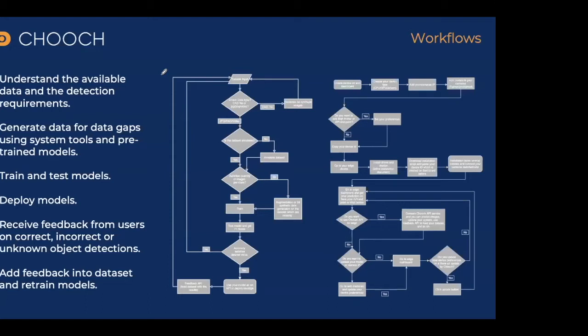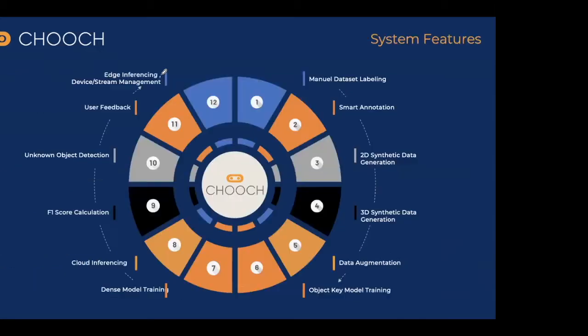Then you deploy the models and receive feedback from users on correct, incorrect, or unknown objects. Or maybe there's something new that needs to be trained. You want to put a new class in. So you can receive that feedback directly from users, annotated or not annotated, and put that feedback back into the data set and retrain the model. So you have that cycle there, where the workflow is very crucial to the scalability of this entire system.